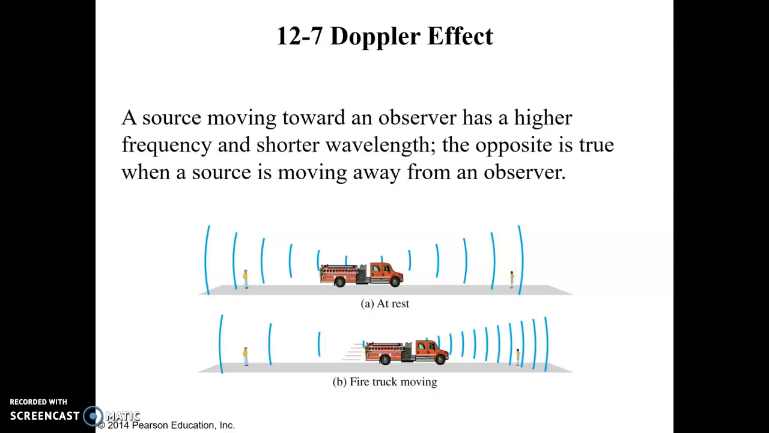So this change in apparent pitch of a sound wave based on the source of the sound moving is known as the Doppler effect. And so, as I said here, if it's moving towards you, it makes a higher frequency, shorter wavelength. And if you're behind it and it's moving away from you, then it sounds as if you've got a longer wavelength and a lower frequency.